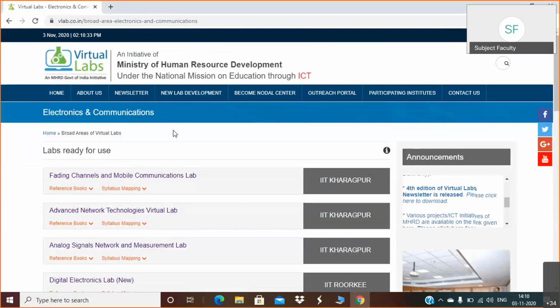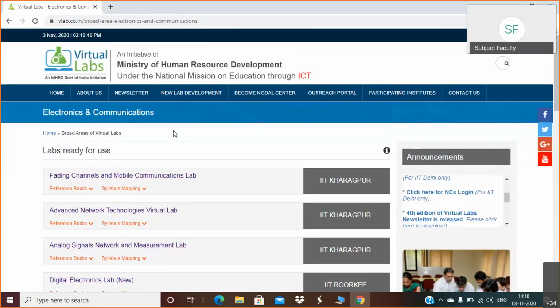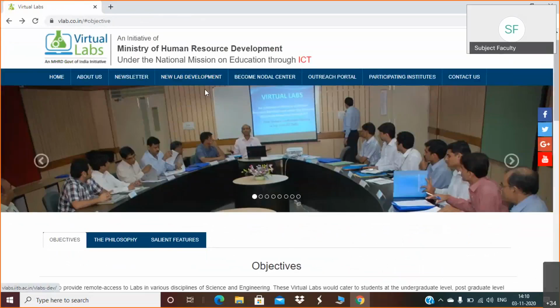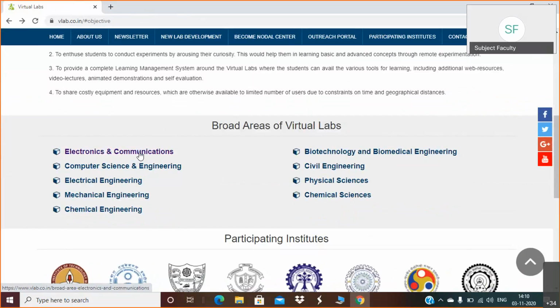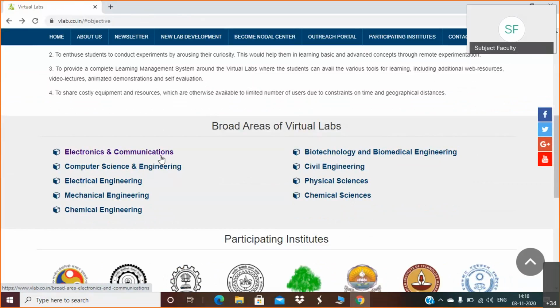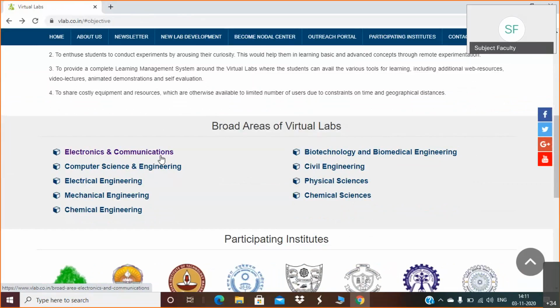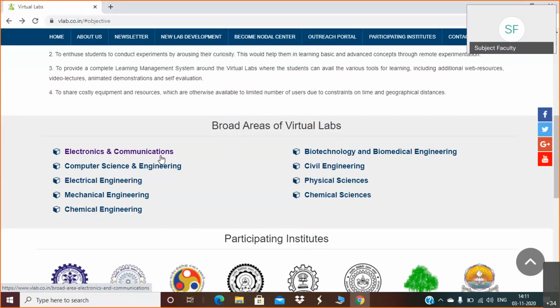Just remember the steps. First, we opened our browser and typed VLab, and under VLab, this is the home page of your VLab, right? Then we went to electronics and communication. You can note these steps. We'll anyway forward the link on your WhatsApp group as well.